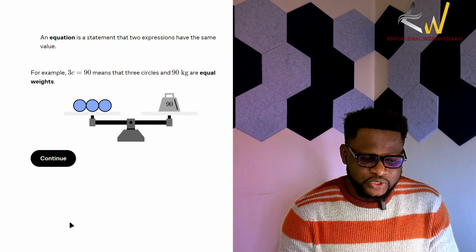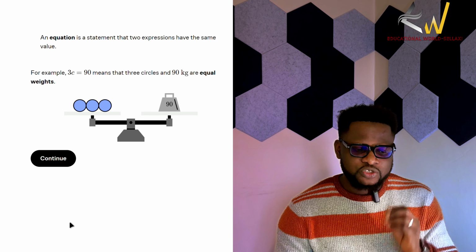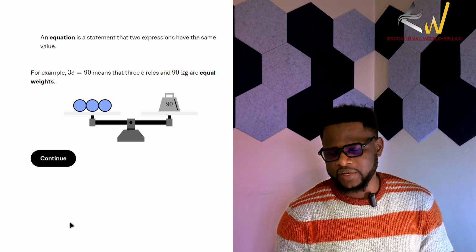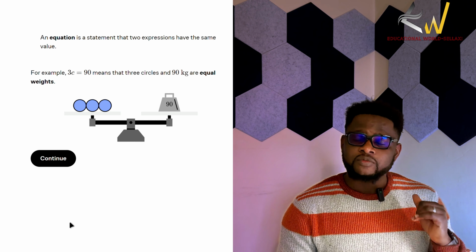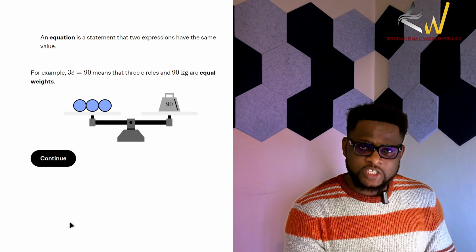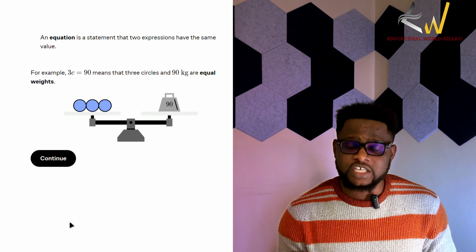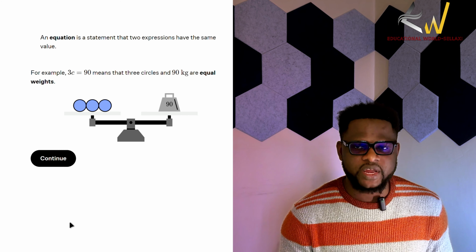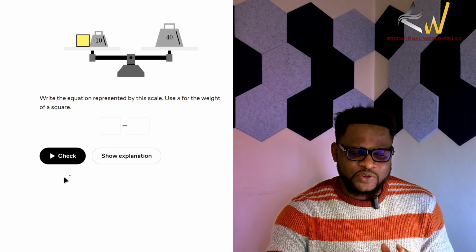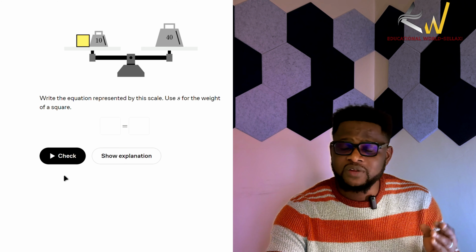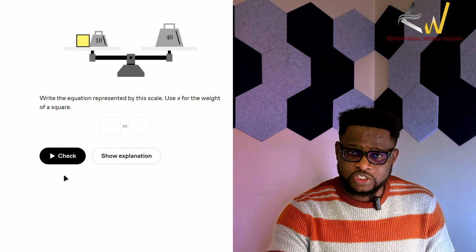So an equation is a statement that two expressions have the same value. For example, in what you saw previously, 3C is equal to 90 means that 3 circles and 90 kilograms are equal weights. So what will be the value of one of the circles? One of the circles is going to give us 30 kilograms.